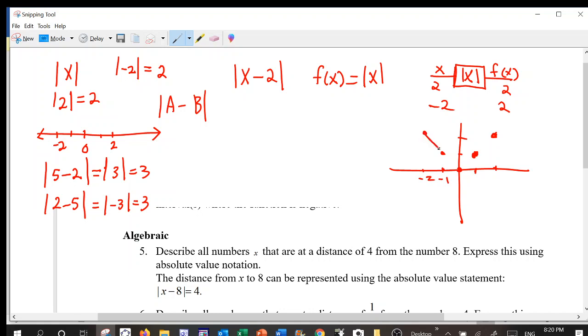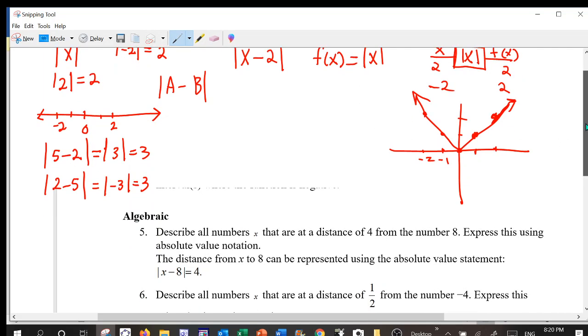So you see, you get kind of a V shape. I missed that a little bit, but it's a V shape like that. So the absolute value function by itself looks like that. Well, we can transform it and graph it. We know about transformations, right?